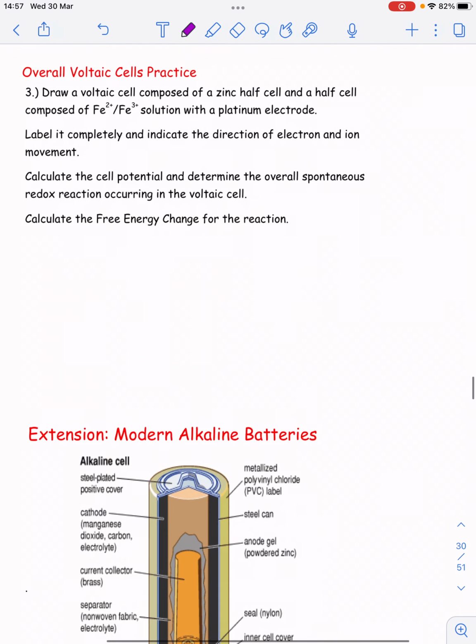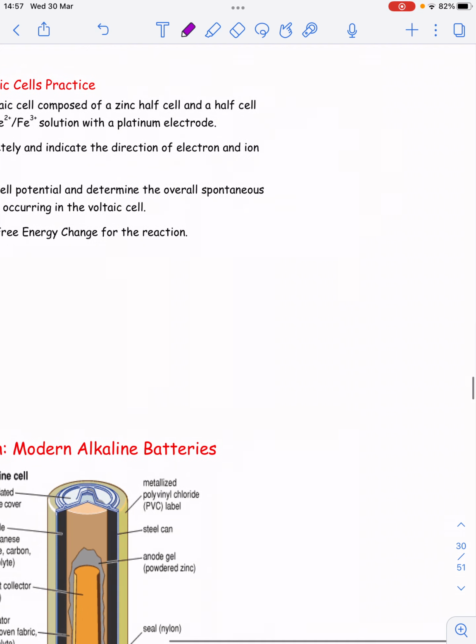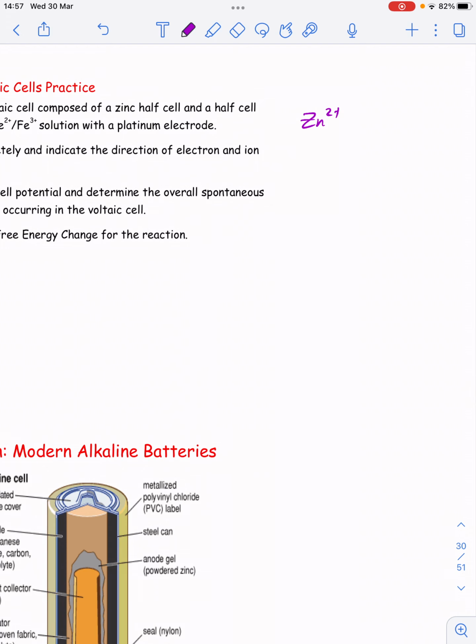And this last practice question. This one, again, we're using table 24. They've kind of highlighted what they want us to make the reaction out of. So we find those half equations. The zinc half equation looks like this and has a minus 0.76 volt electrode potential.